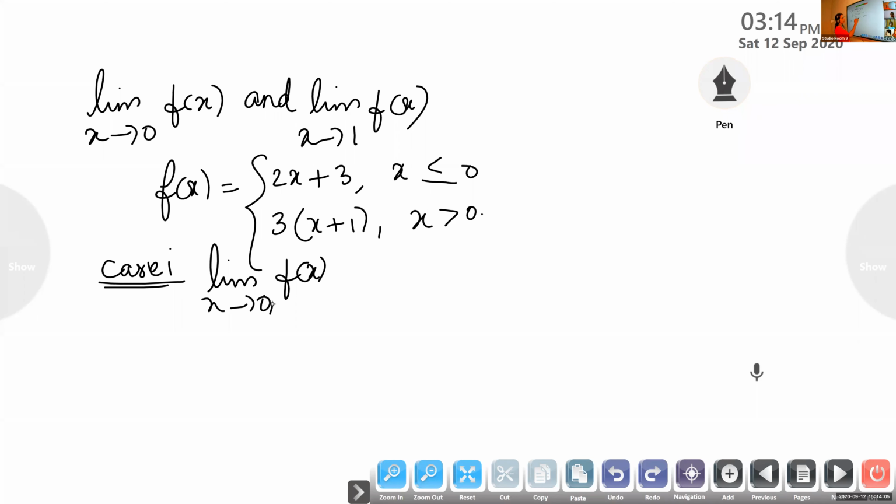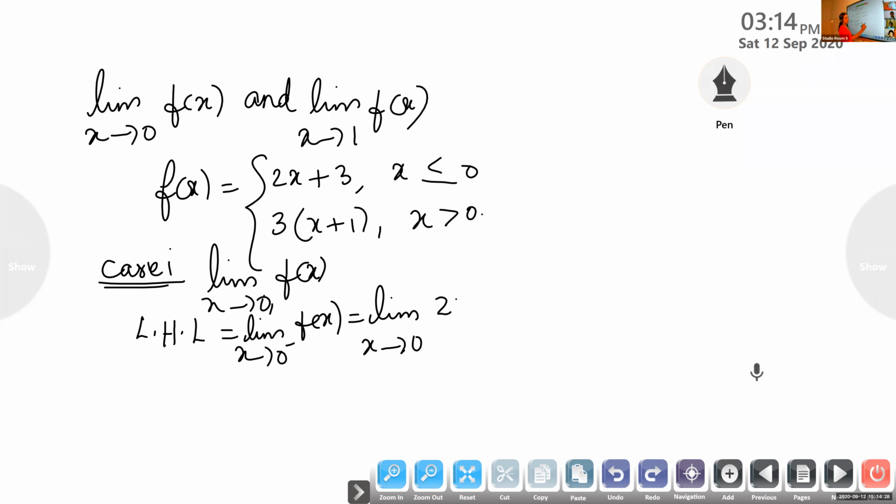Okay, so I'm starting with the left hand limit. Left hand limit at 0. So limit x tending to 0 minus of f of x. For less than 0, what is the function defined here? For less than 0, the function is 2x plus 3, isn't it? So when you put x as 0, we'll get 3.